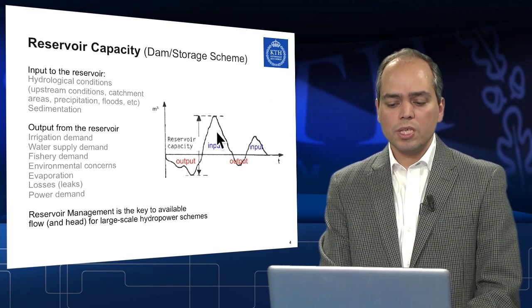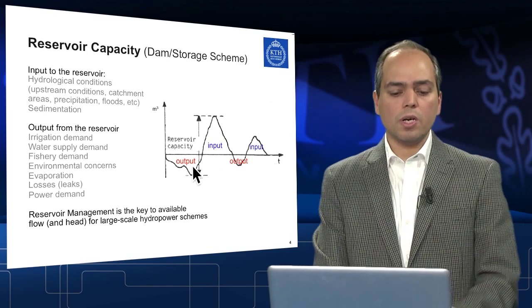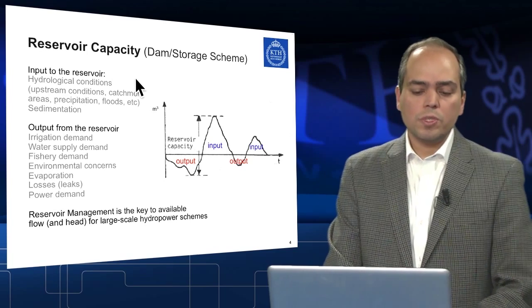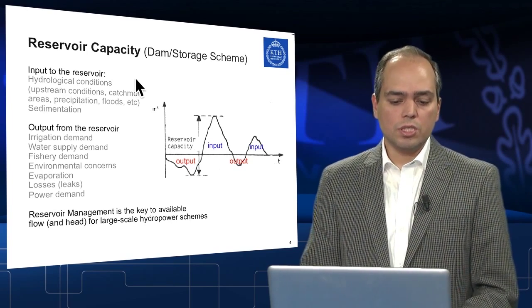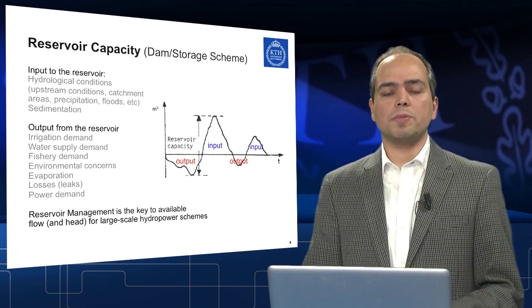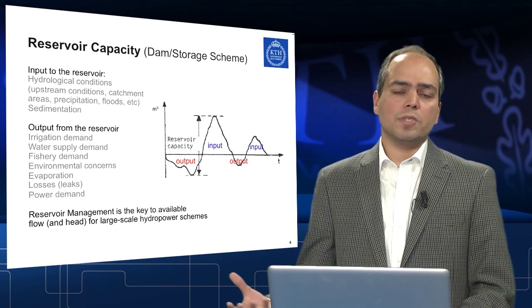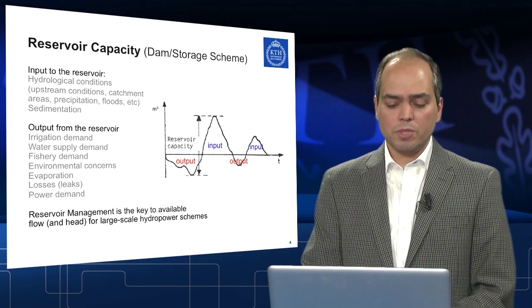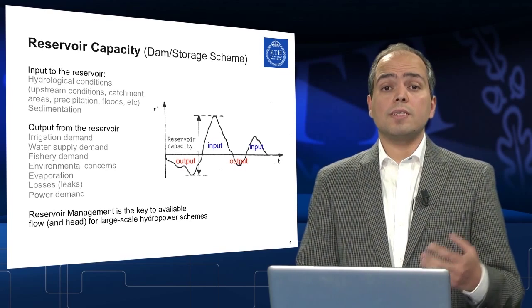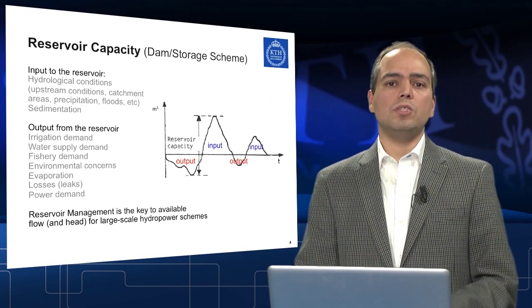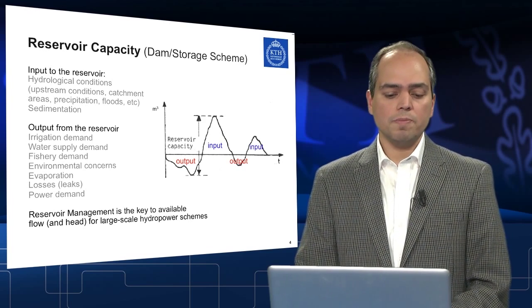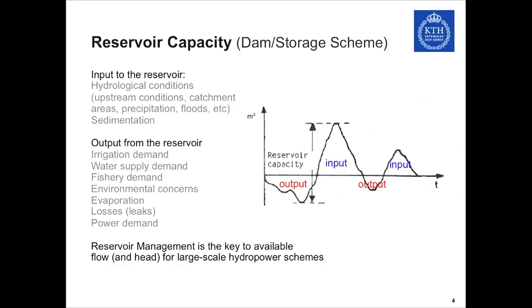There are inputs and there are outputs to the reservoir. Inputs to the reservoir depend on the hydrological conditions, the upstream conditions, the precipitation, and the magnitude of flows that come into the reservoir, and also the sedimentation, which in fact reduces the volume of available water. The output from a reservoir could be according to different needs and demands. For example, irrigation demands, water supply demands, environmental concerns, fisheries demands.